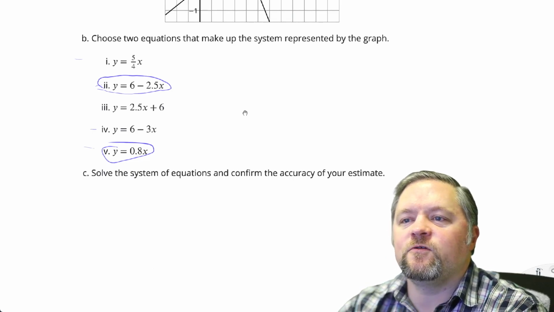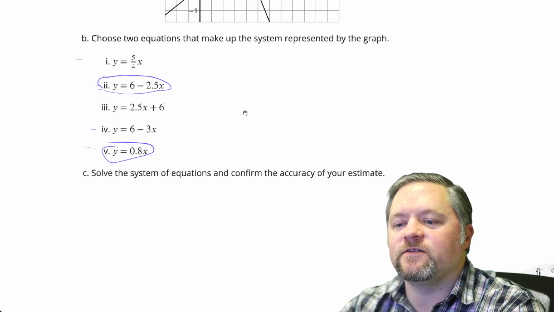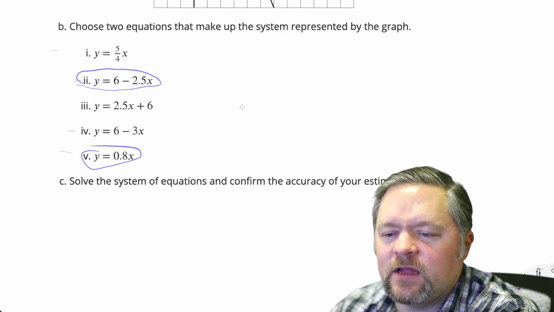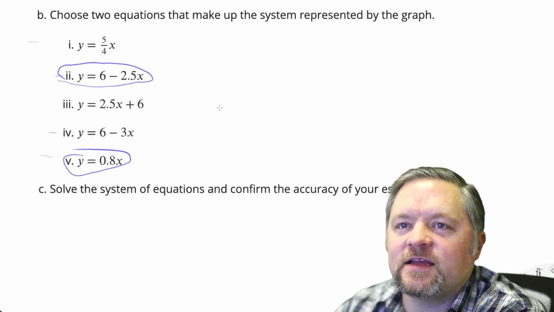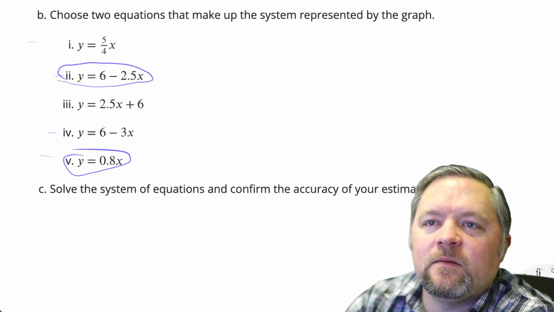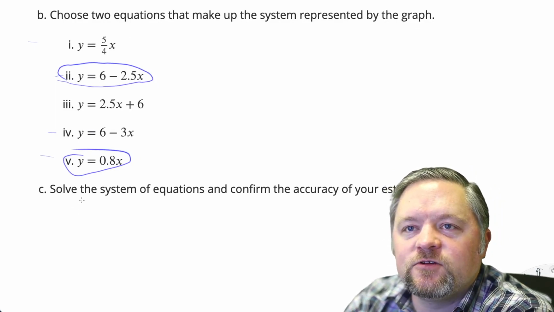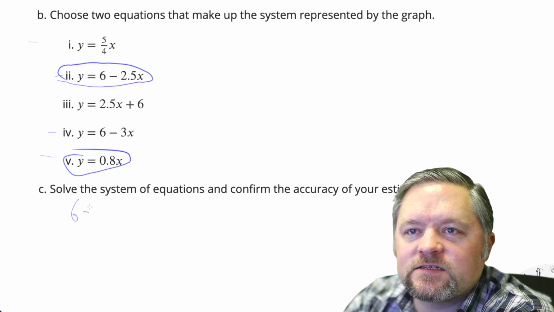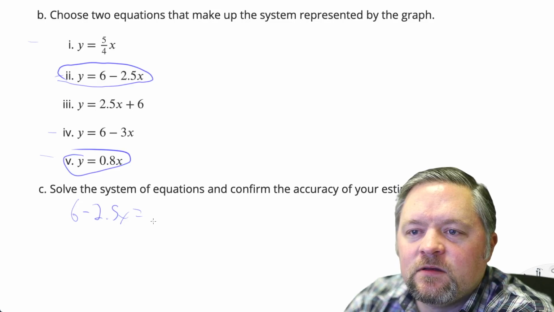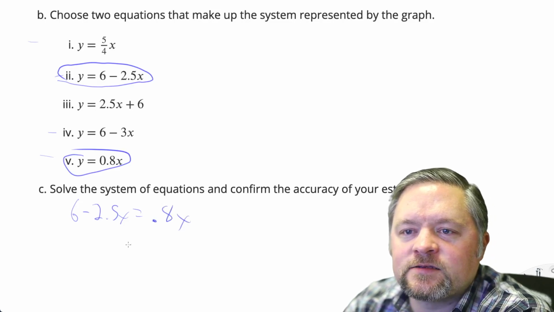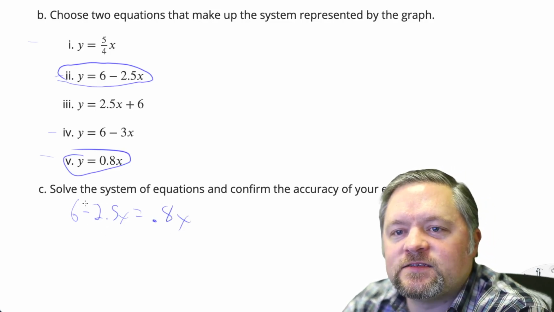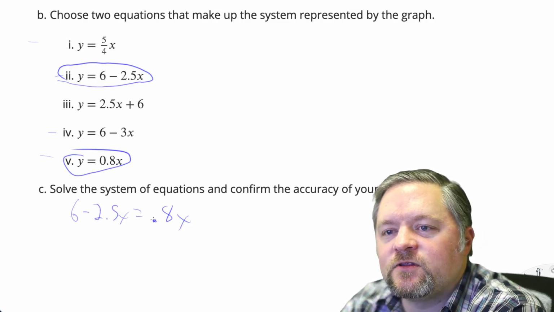Solve the system of equations and confirm the accuracy of your estimate. I'm sure it's perfect. I never make a mistake estimating. Both solved for y equals, so we can just set the two equations equal to each other. 6 subtract 2.5x equals 0.8x. The left side has numbers and x's, the right side only has x's.